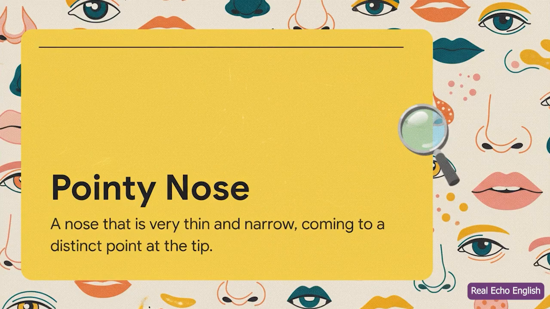Next, let's talk about the pointy nose. Now, if the Roman nose was all about the bridge, this one is all about the tip. It's thin, it's narrow, and it comes to a very sharp, clear point. Just that one little detail can give a face a look of real sharpness or intelligence.